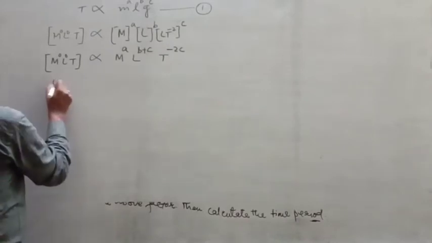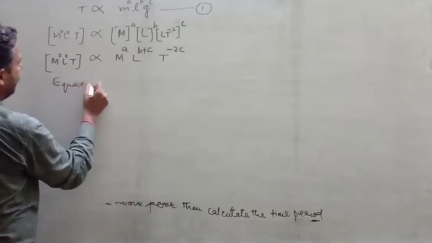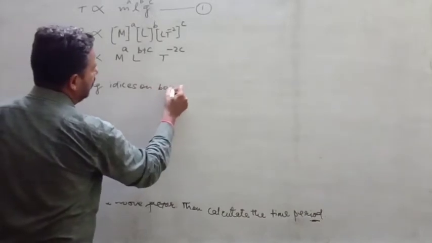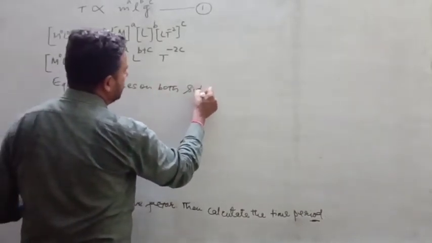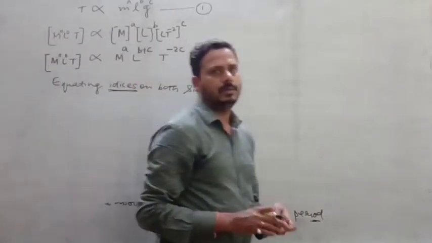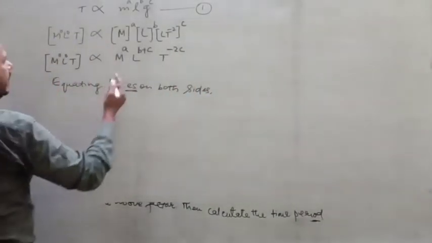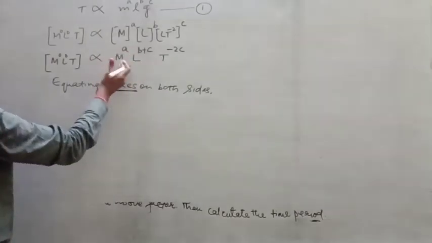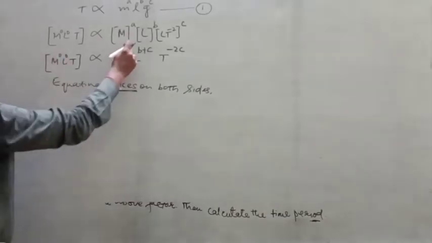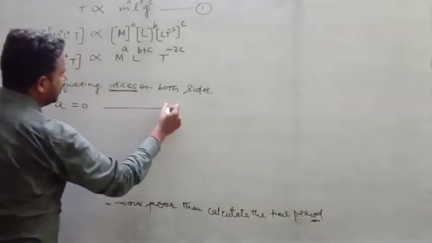Again, you have to equate these powers. So write down: equating indices on both sides. You know the meaning of indices? Indices means power. So you can see M to the power a on the right side, and consequently on the left side M to the power 0, that means a is equal to 0. Just write down a is equal to 0. This is your next equation, equation 2.